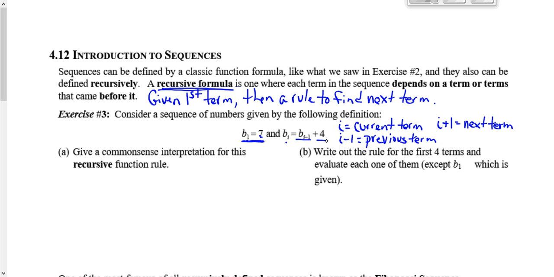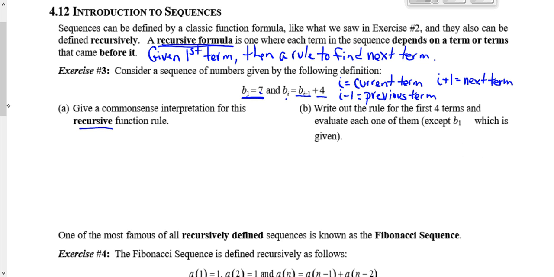So part A, give a common sense interpretation for this recursive function rule. Well, right now, right out of the gate, we can say the first term is what? First term is 7. Okay? And then each term after is found by doing what?